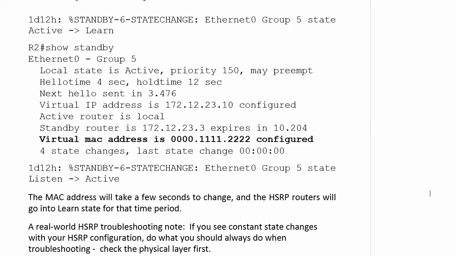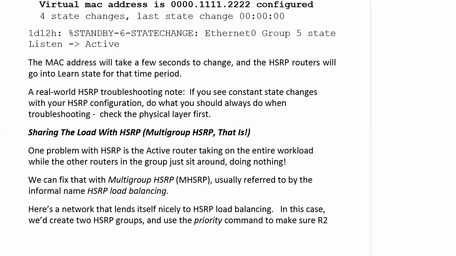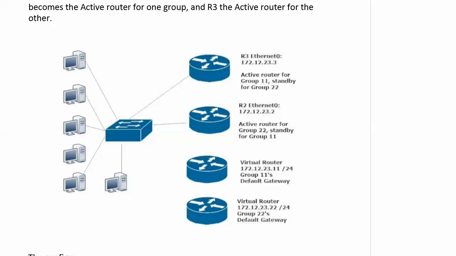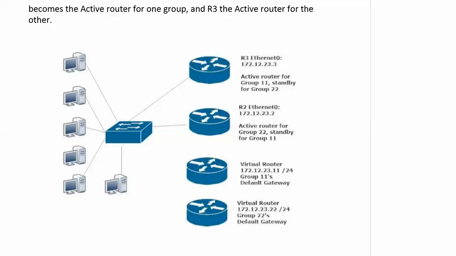I'm going to show you that concept here on the board in just a moment. It's actually referred to as MHSRP. You'll see that acronym once in a while. That's multi-group HSRP, and it's usually referred to by the informal name HSRP load balancing. And on the next screen is a network that would lend itself very nicely to load balancing. And it's amazingly similar to what we have, right? We had a router 2 and a router 3. We had two routers, but by default, the active router is going to handle all the traffic and the standby is going to stand by.